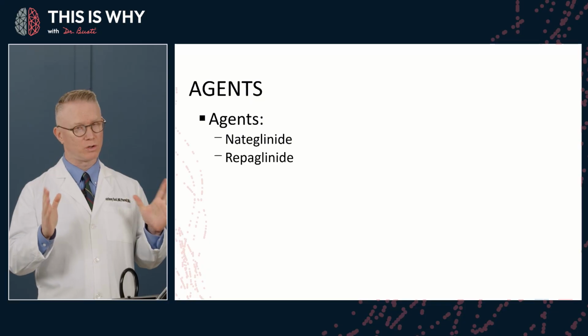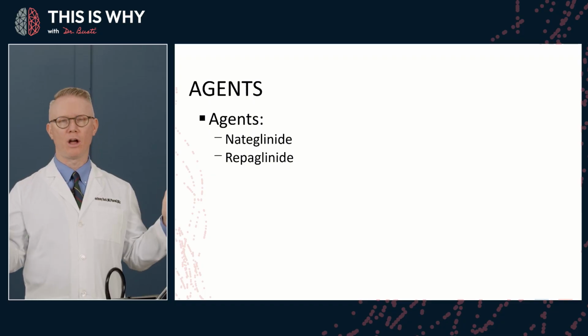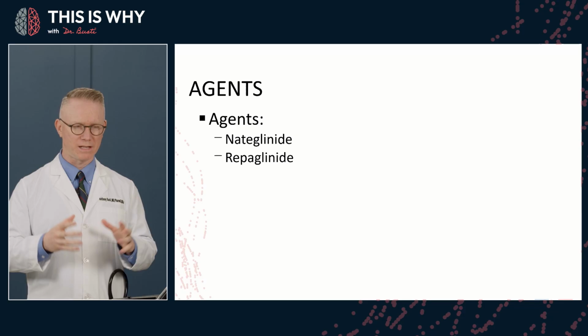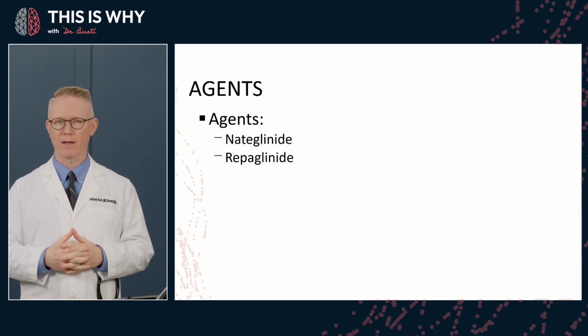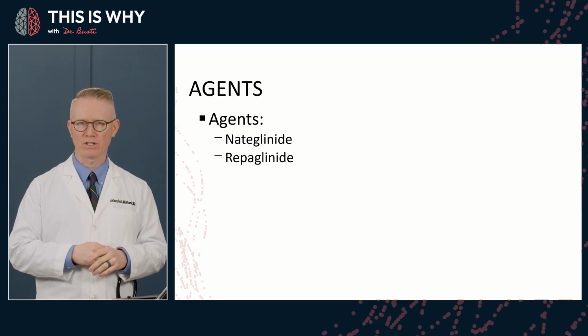So let's now dive into the agents themselves. There's only two. This class has not grown for a long time, and it's not going to, okay? So that tells you its limitation at some level. Nateglinide and Repaglinide are your two main agents.